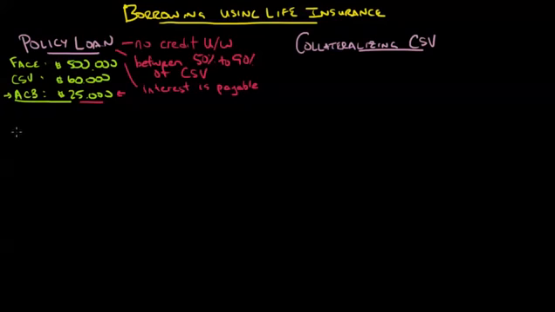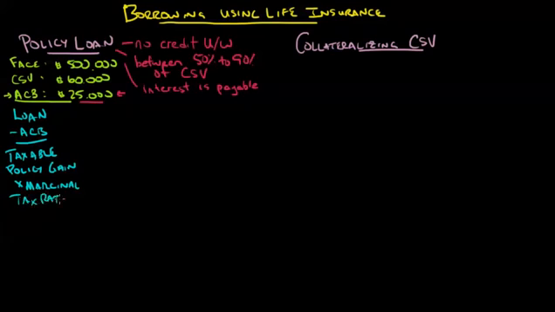So the taxation here is pretty straightforward. You're just going to take the amount of the loan minus the ACB, and that gives us the taxable policy gain, exactly as we've seen in previous presentations. That taxable policy gain would just be added to your ordinary income. We would multiply that by your marginal tax rate, and that would describe the entire tax consequence to this transaction.